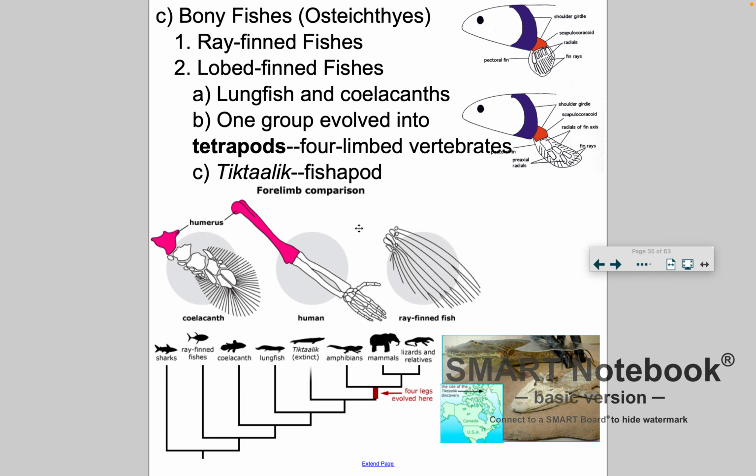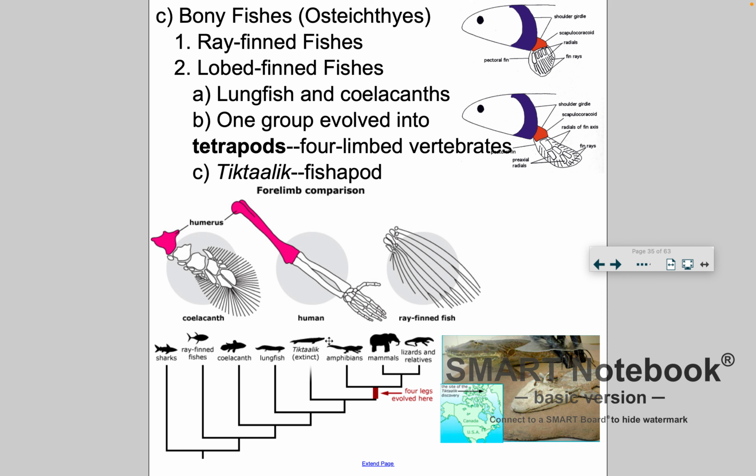All right, bony fishes. 2 groups underneath your bony fish: ray-finned fishes and lobe-finned fishes. But I'm going to focus a little bit more on lobe-finned fishes. When you look at fins, ray-finned means that there's no bones in it, okay? But lobe-finned, there are bones within the fins. Underneath lobe-finned fishes, we see lungfish and coelacanths, but one group evolved into our tetrapods, which are 4-limbed vertebrates that could go on land, okay? And so here is our ray-finned, and then the coelacanth and lungfish, okay?